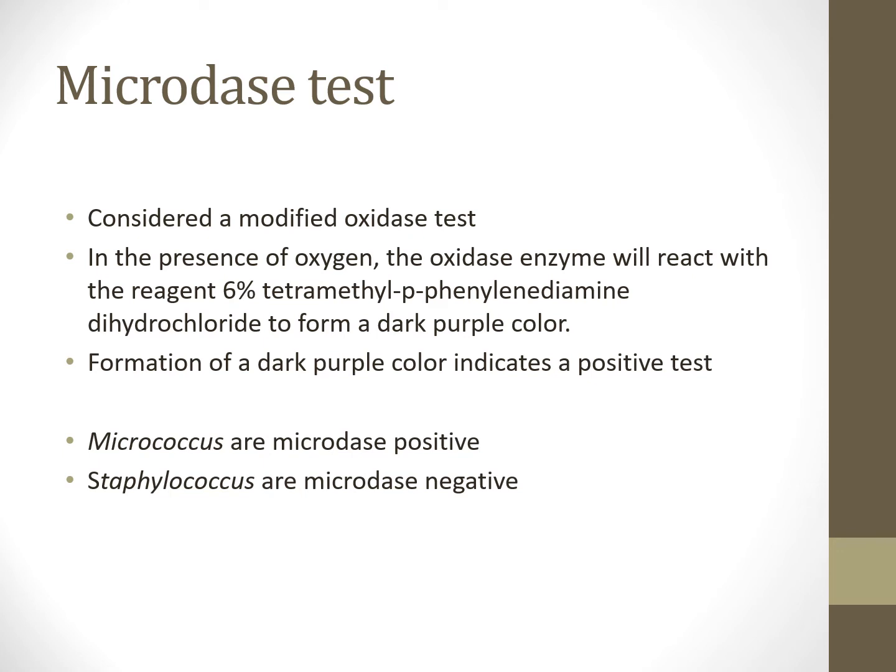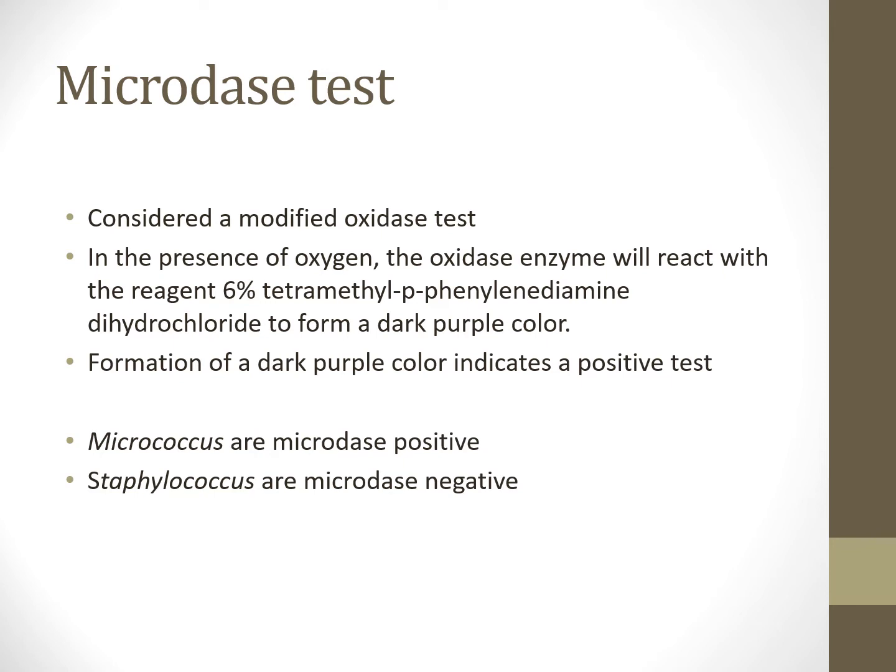The Microdase test is considered a modified oxidase test, and the reagent that we use for the Microdase test is called 6% tetramethyl-p-phenylenediamine. Now, do you have to spell that? No. Do you have to recognize it as being part of the Microdase test? Yes, you do. Okay, so what we do in this test is we take a little disc, and this disc is impregnated with 6% tetramethyl-p-phenylenediamine. And we take our organism and we actually rub it on the Microdase disc.